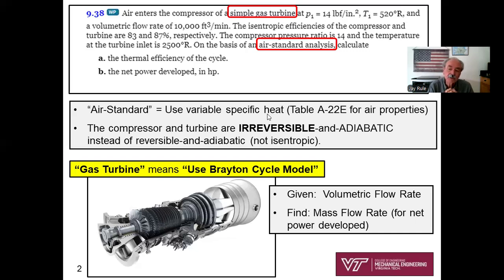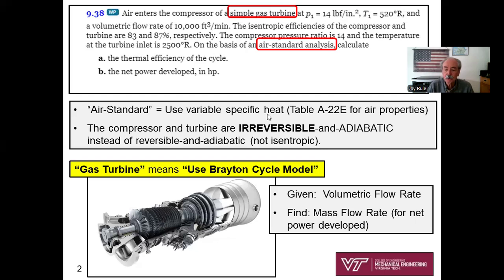So that means that you're dealing with an irreversible but adiabatic process for both the compressor and the turbine. So reversible, not reversible and adiabatic. In other words, not isentropic, but irreversible and adiabatic.